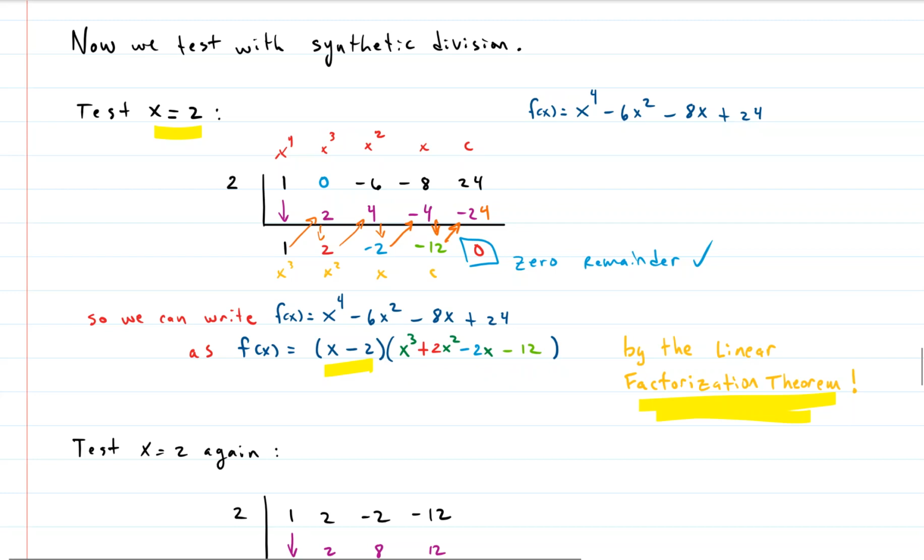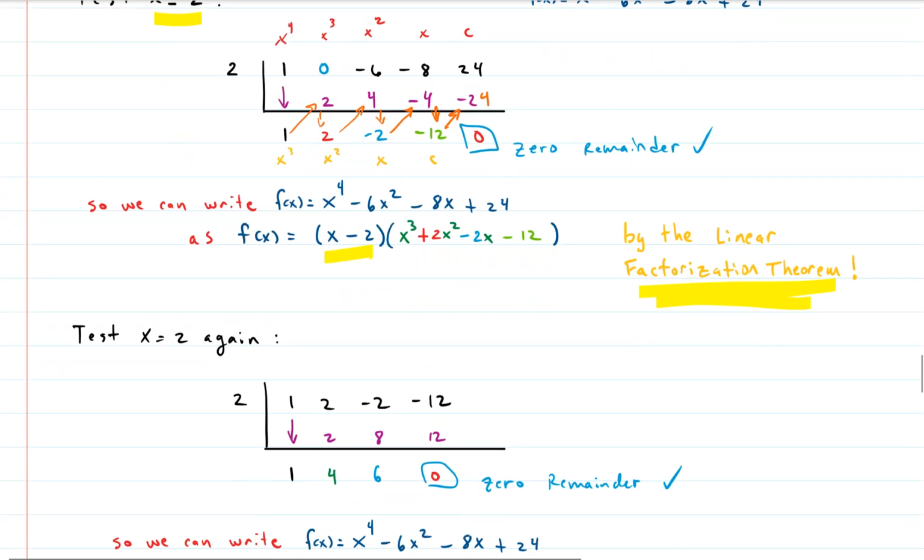So that's actually pretty cool. So I know that x minus 2 is a factor, and I can pull it out. And so I don't even have to factor. I'm not even factoring, doing it the hard way. I just know that x minus 2 can be pulled out as a factor, and then the stuff that's left over, I just take from the coefficients from my synthetic division. So that's kind of slick.